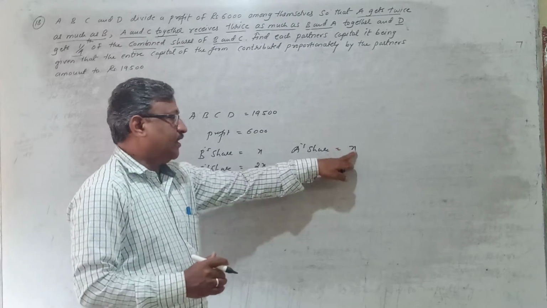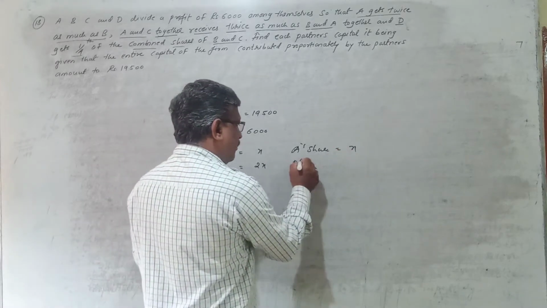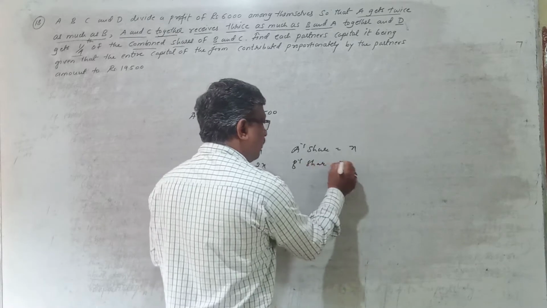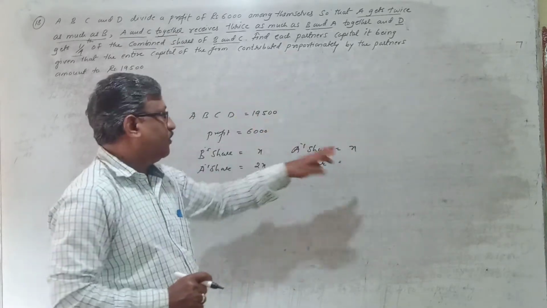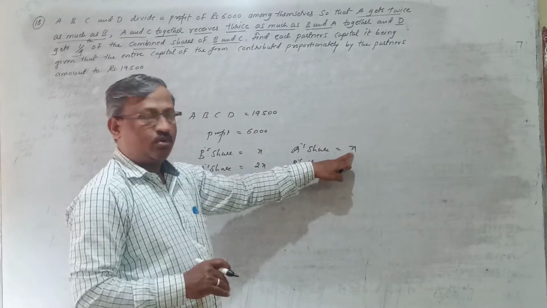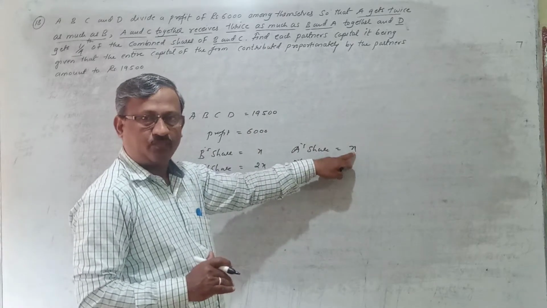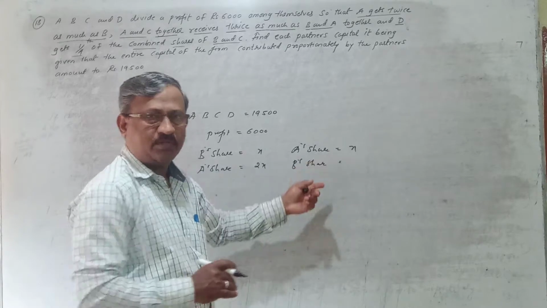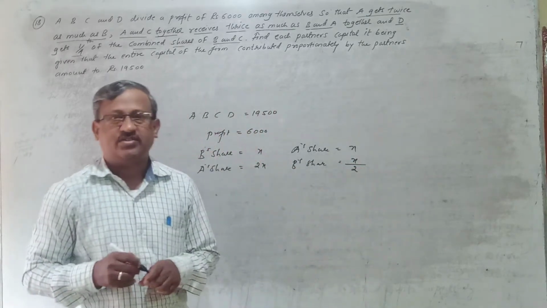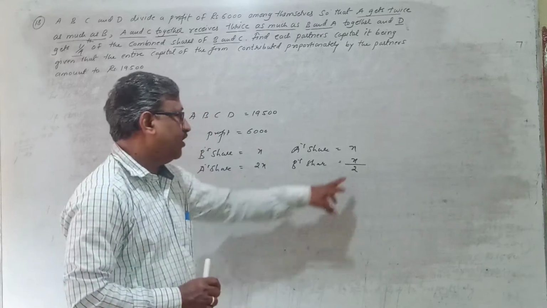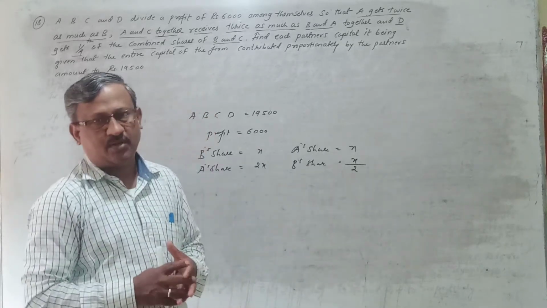So if A is getting X, then B must get how much? B must get half of this. Means A is getting double, so this is already double, and you have to make half of this. Right? So half, who is getting? B is getting. For that you need to divide by 2. X is a share, you have to divide by 2. So here we get fractions, so again calculation becomes very difficult.